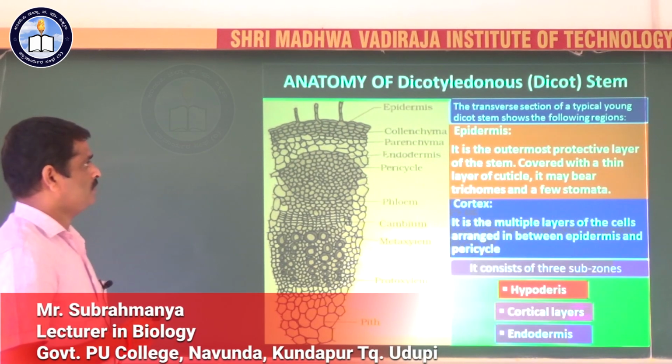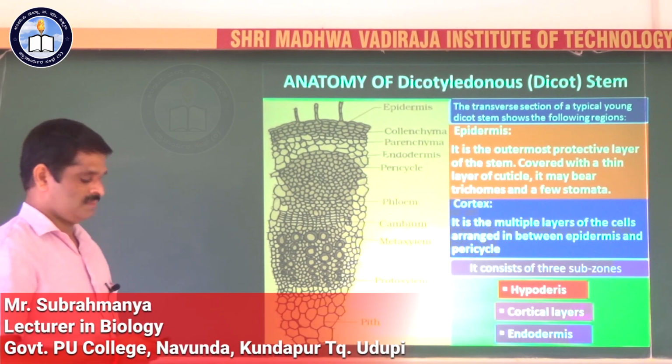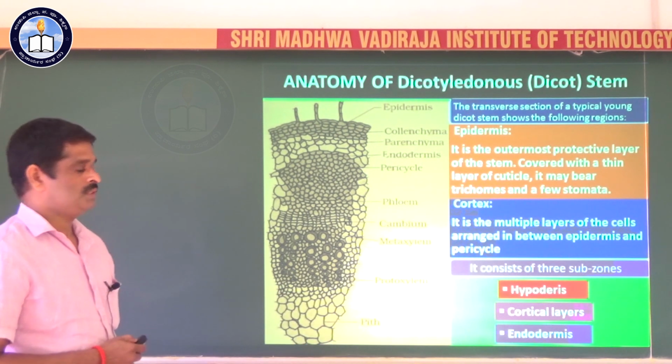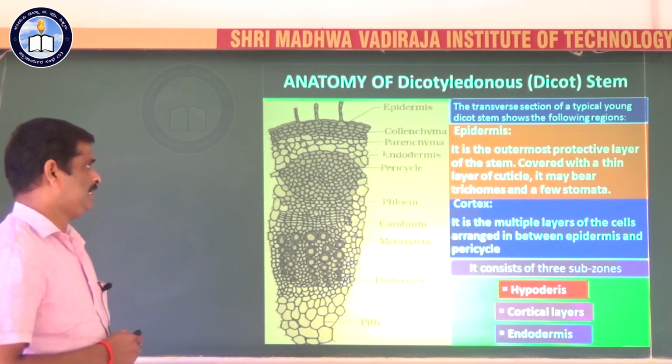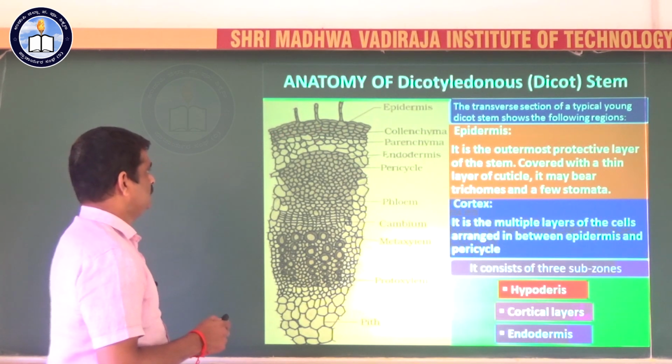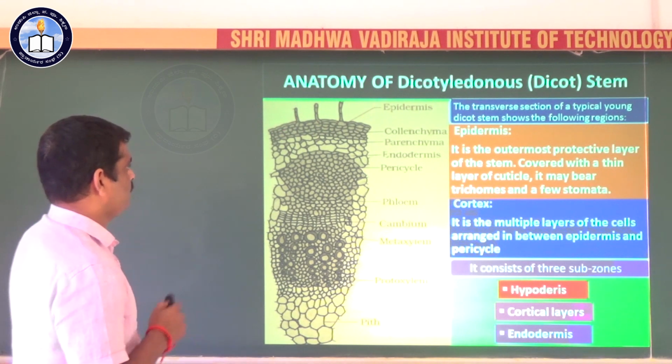Anatomy of dicotyledonous stem. The transverse section of the dicot stem shows the following anatomical details. It shows the outermost layer, that is what we call the epidermis.